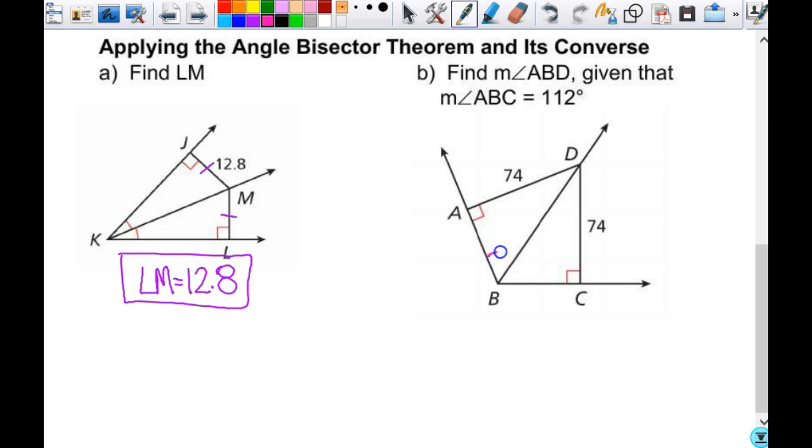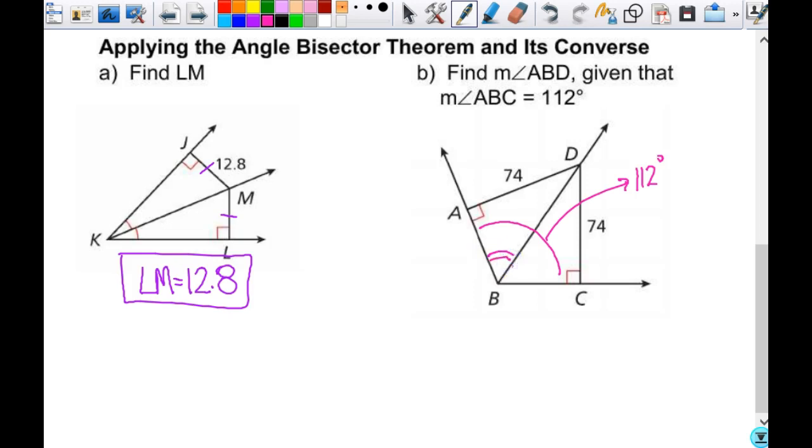ABD, which is this angle right here, given that the measure of angle ABC is 112. So this whole thing here is 112. Now I'm looking for this one.